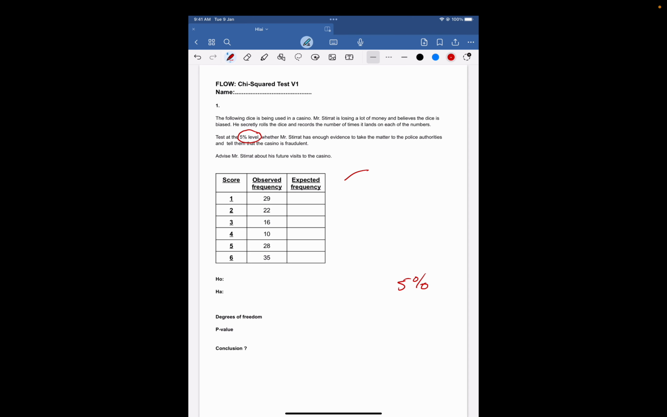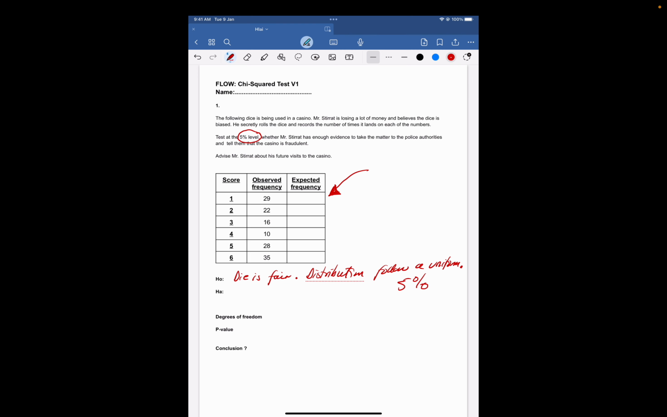Okay, so the null hypothesis always drives how we work out the expected frequency. So the null hypothesis is that the die is fair, or we could actually write that the distribution follows a uniform one, right? So uniform means all numbers the same.